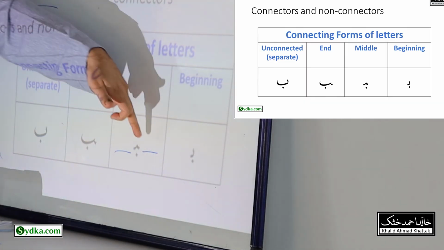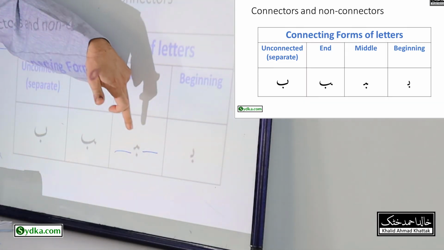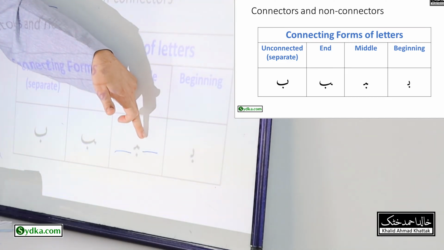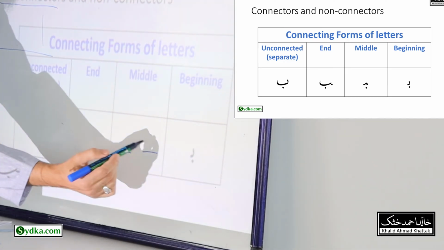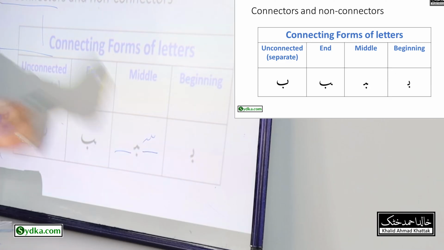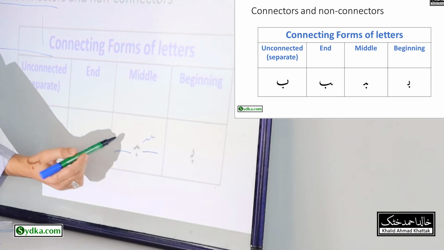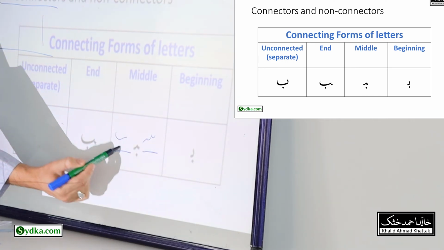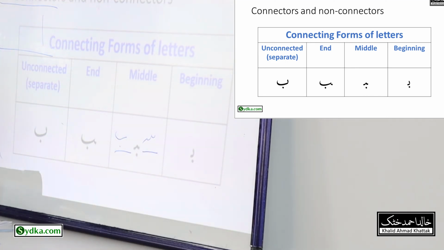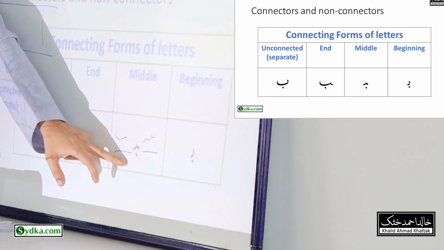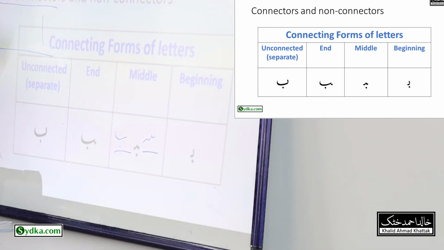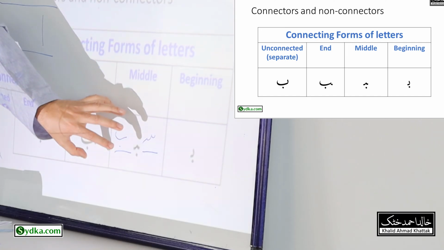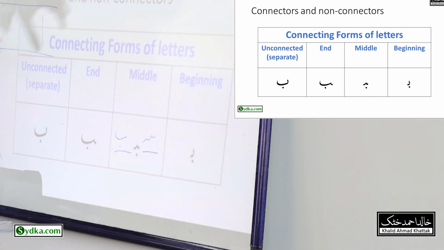Connectors are those letters where you can connect something before it or after it. So you can put any other letter with it. Let's say if you put seen with it, sab. So you can connect something before it, and you can connect something after it as well. So that would be, let's say, another ba, sabab, means cause. So that's how you know if it's a connector or non-connector. Mostly you find out from the middle, if it comes in the middle. Go back to alif.